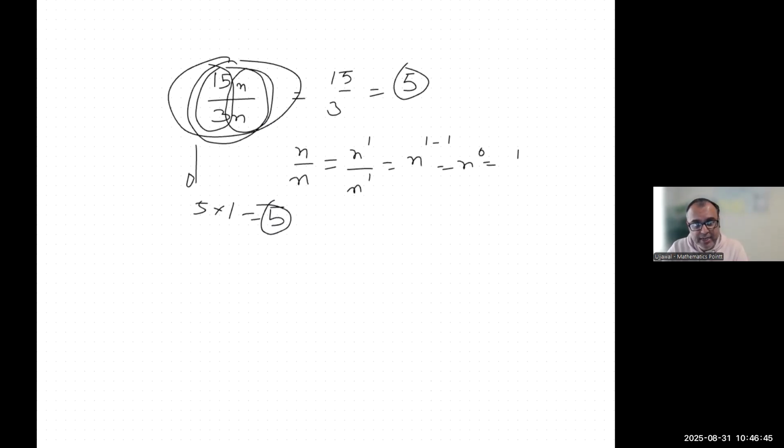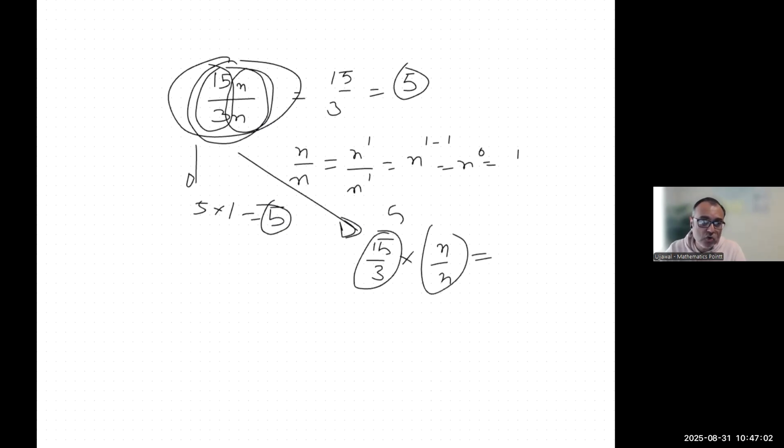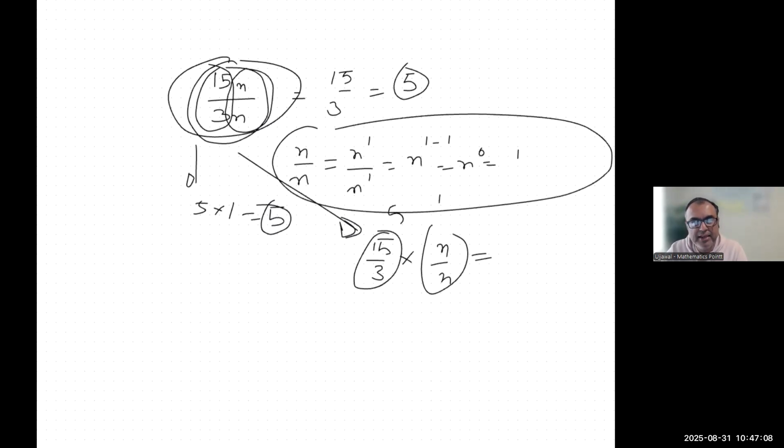So technically, this question is split into 2 parts. You divide the numbers or the constants, and you divide the algebraic terms. This was 5. This was 1. I can also say, this is such a long way to do it. The easiest way is n and n cancel, the answer is 1. So 5 times 1 is 5.